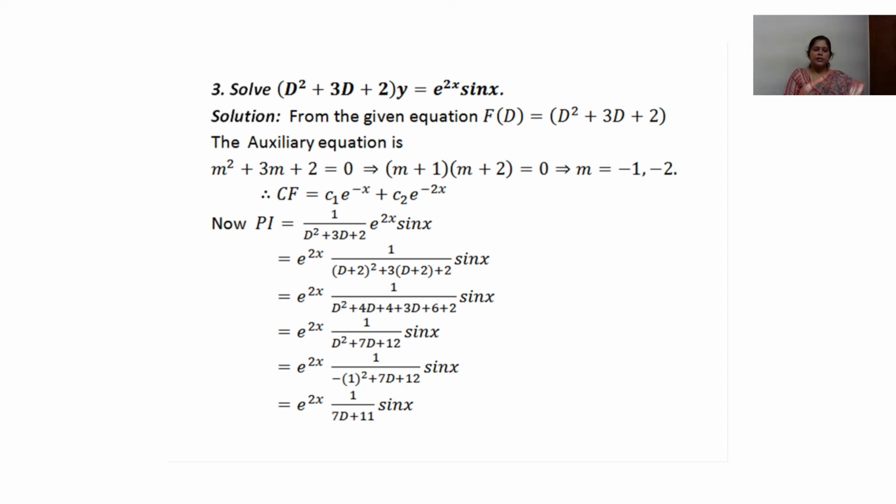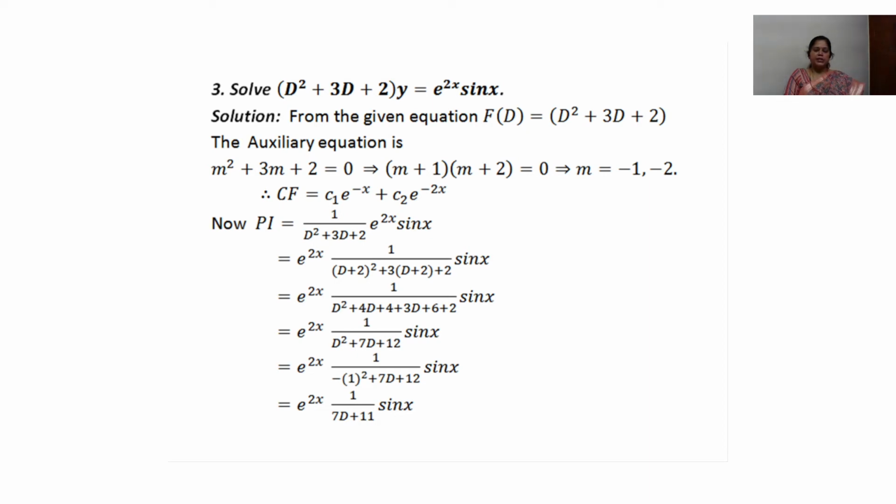So here, what is a? Sin ax. In the place of sin ax we have sin x. So a is 1. So replace D square by minus 1 square. If you substitute D square is equal to minus 1, we will get in the denominator 7D plus 11.